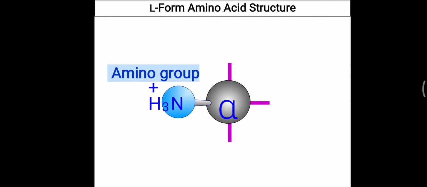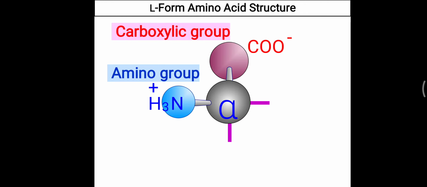Now we have seen the definition of amino acid. This molecule has two groups, the amino group and second, the carboxylic group. The amino group is NH3 plus, otherwise called NH2. Here an extra hydrogen is present, so it is written with a plus. Another group is the carboxylic acid group, which is written as COOH, but here the hydrogen is not present, so it is written as COO negatively charged.